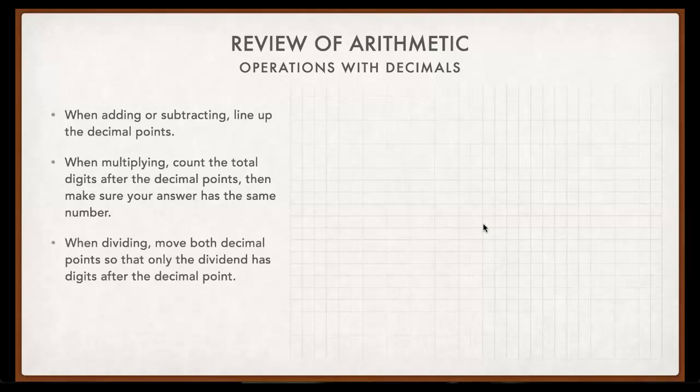And when you're dividing, we don't want to divide something with a decimal part by something else with a decimal part. We want to get rid of the decimal part in the divisor, the number that we're dividing by. So we'll move the decimal points in both of them over until only the dividend, only the thing that goes inside the box or on top of the fraction, only that one has anything after the decimal point. And we move them each the same number of spaces in the same direction.